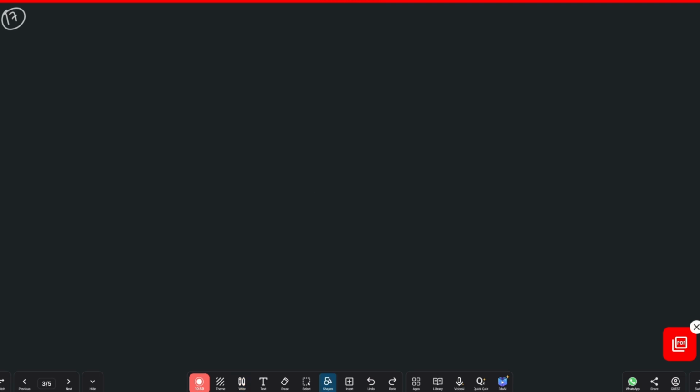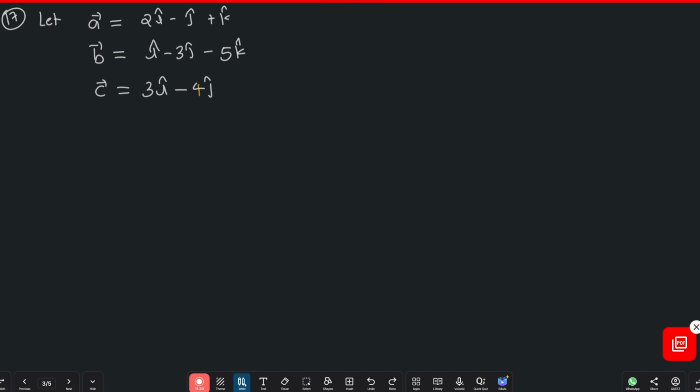Let the first vector be A vector. Second vector is B vector. And third vector is C vector. One by one, tell me. First vector is 2i minus j plus k. Second vector is i minus 3j minus 5k. Third is 3i minus 4j cap minus 5k cap. Okay, these are the A, B, C vectors.